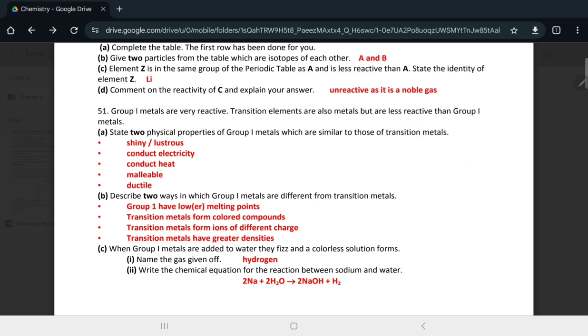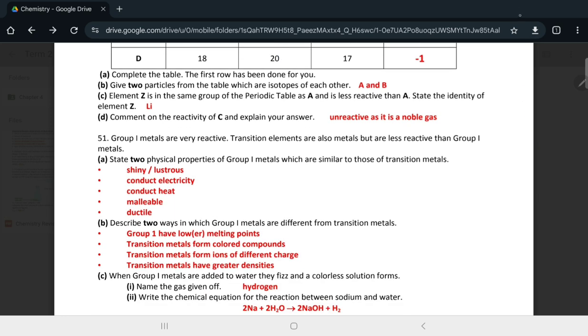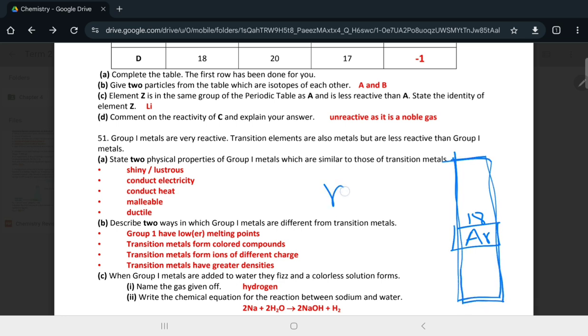Comment on the reactivity of C and explain your answer. C, if you open the periodic table, there's a group here, and you will find that atomic number 18 will be argon, and argon is in the last group of the periodic table, making it a noble gas. And noble gases are unreactive, they're stable. Not unstable, I mean they're stable.